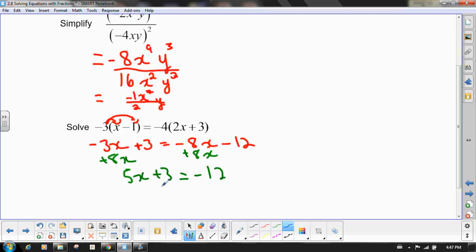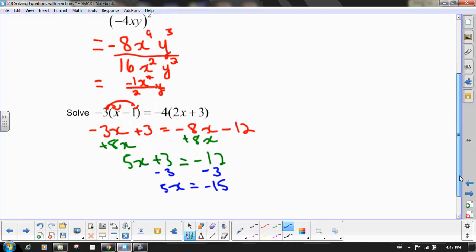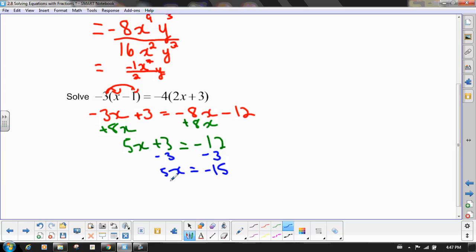Now I'm going to subtract 3 from both sides to isolate that 5x part. So 5x equals negative 15. And then one last step, I'm going to divide both sides by 5. So x equals negative 3. So that's just a little review from yesterday, or from the solving multi-step equations.